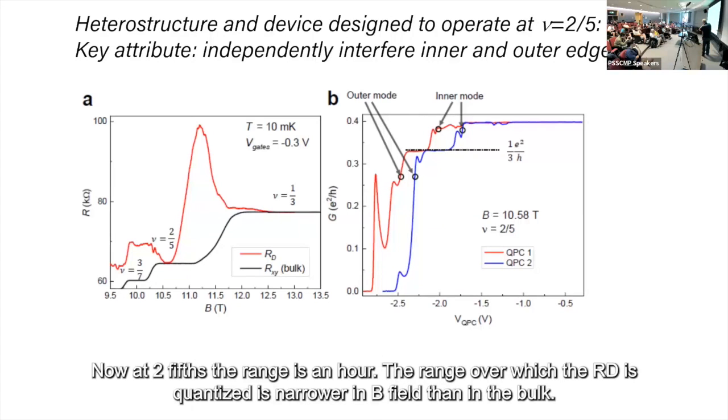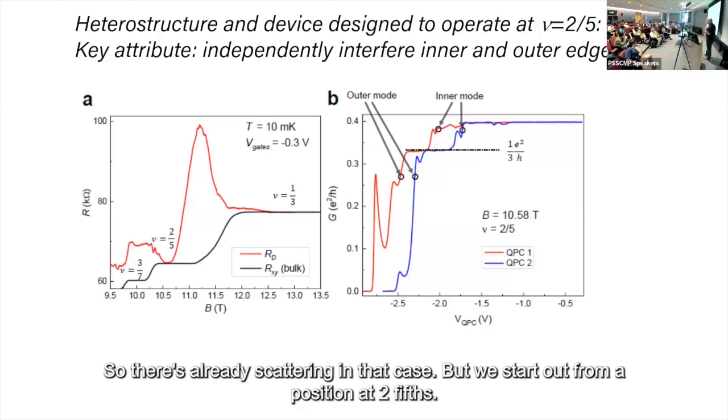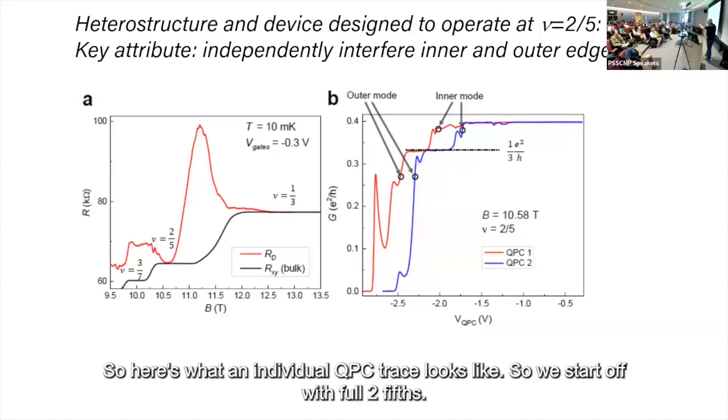Now at 2/5, the range is narrower. The range over which the RD is quantized is narrower in B field than the bulk plateau, but nonetheless, it comes down to 2/5. Now, if you look, 3/7 is well quantized in the bulk as well, but RD is not under these conditions. So there's already scattering in that case. But we start out from a position at 2/5 where we know we can fully transmit the edge states, and then we start inducing backscattering.